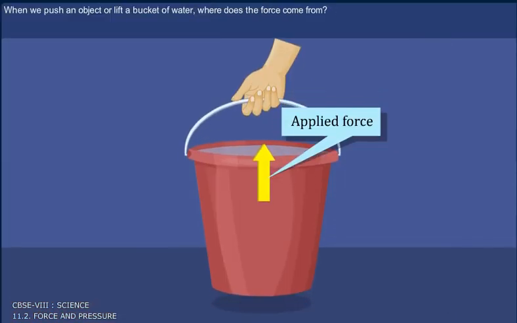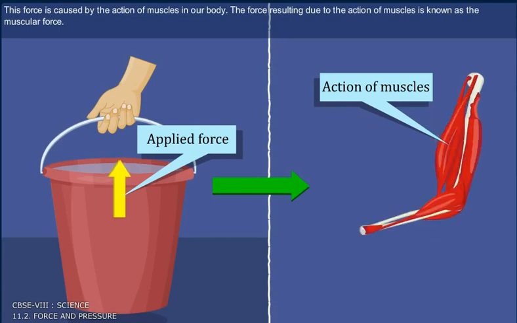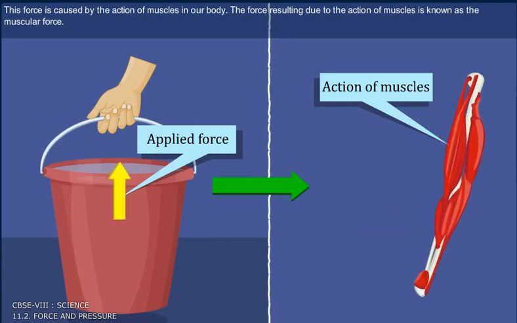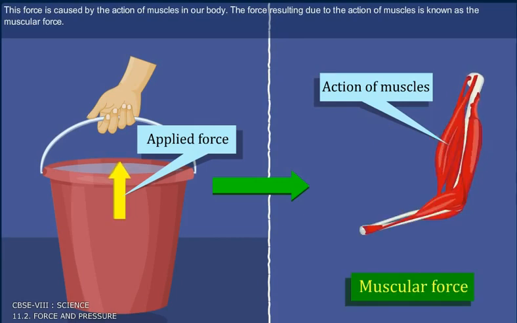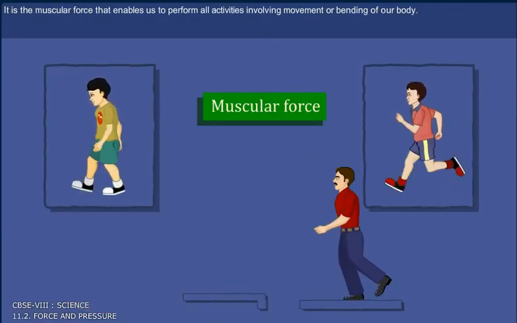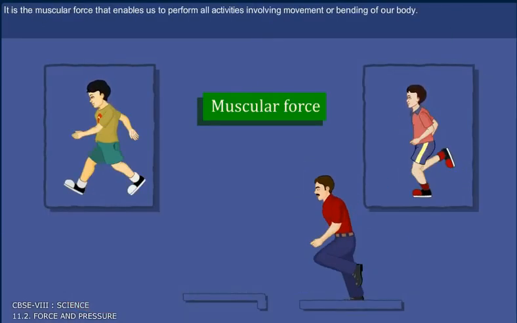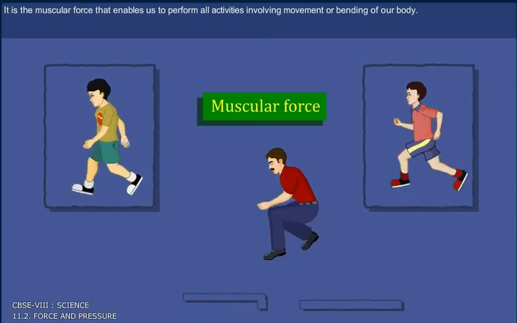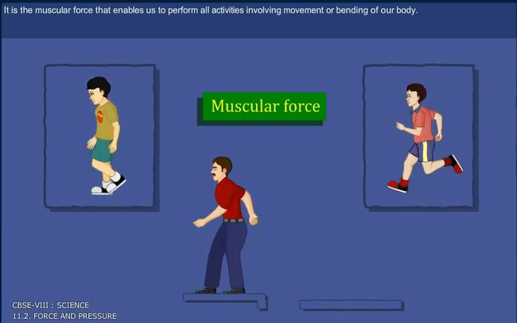When we push an object, like or lift a bucket of water, where does the force come from? This force is caused by the action of muscles in our body. The force resulting due to the action of muscles is known as muscular force. It is the muscular force that enables us to perform all activities involving movement or bending of our body.